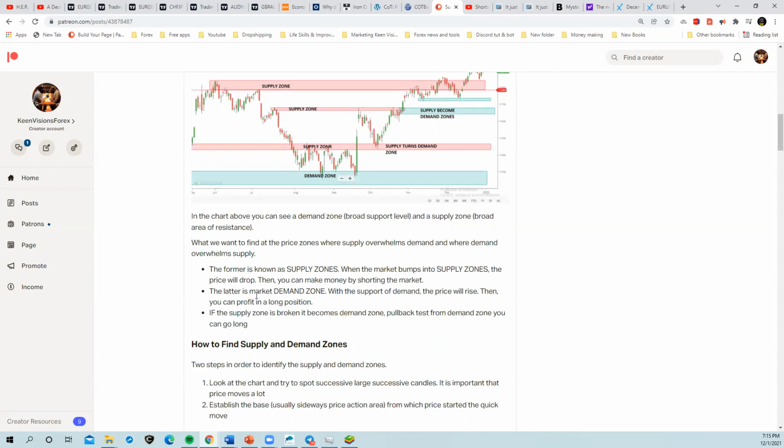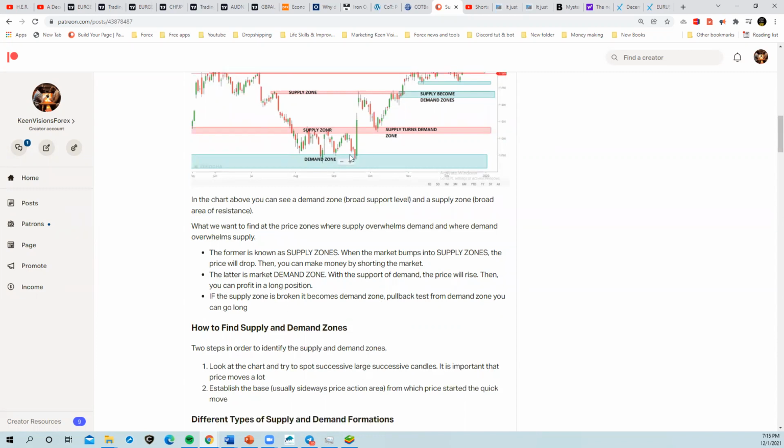The latter is market demand zones with support of demand. The price will rise, then you can profit in a long position. If a supply zone is broken, it becomes a demand zone. Pullback tests from demand zones, you can go long. So it'll be this area here where price was broken, pullback retest. This will be our entry area for a long.